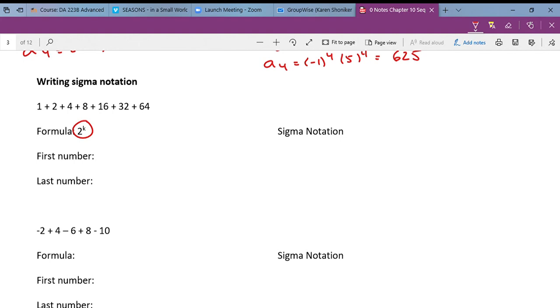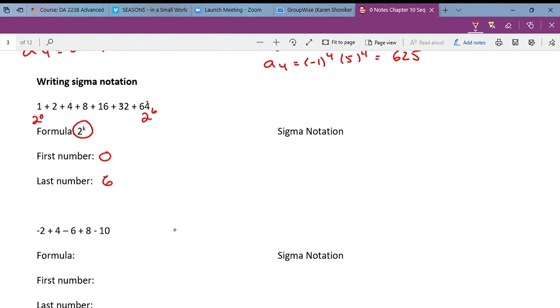You can start at anything you want. You just define it that way. So if I wanted to do this one, I'm going to start with a k value of 0 as my first number. And I'm going to go up to a k of, so this is going to be 2 to the 0. I have to figure out what this is going to be. So this is going to be 2 to the 6. So 0, 1, 2, 3, 4, 5, 6. So my last number is going to be 6.